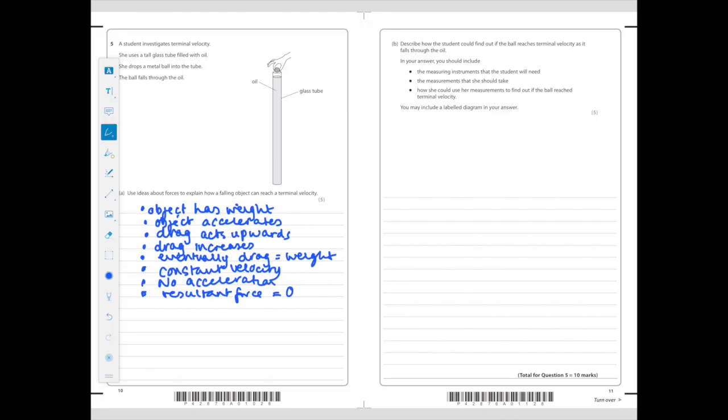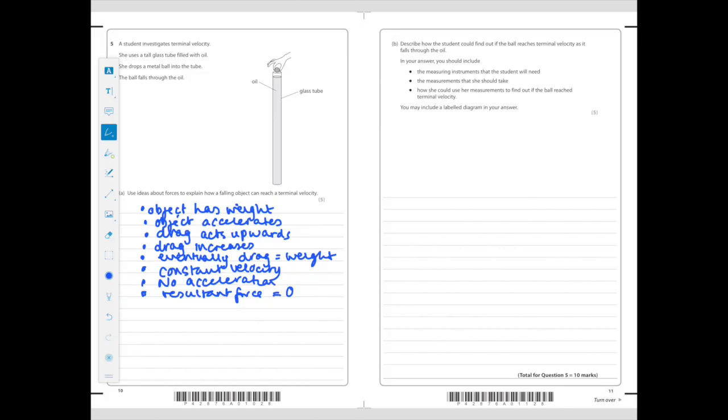Describe how the student could find out if the ball reaches terminal velocity as it falls through the oil. In your answer, you should include the measuring instruments that the student will need, the measurements she should take, and how she could use her measurements to find out if the ball has reached terminal velocity. You may include a labeled diagram in your answer.